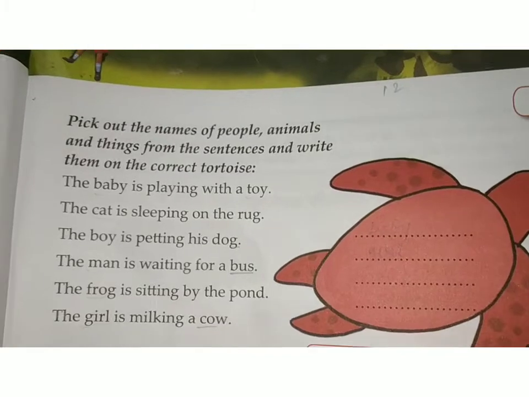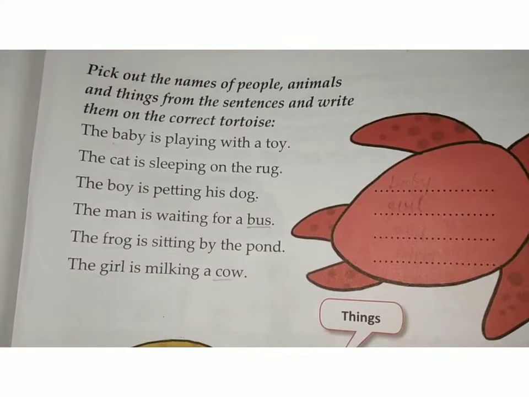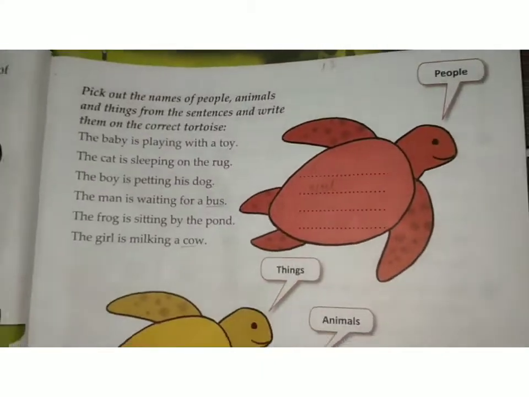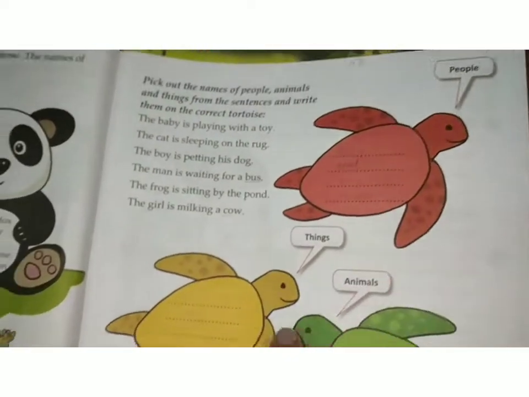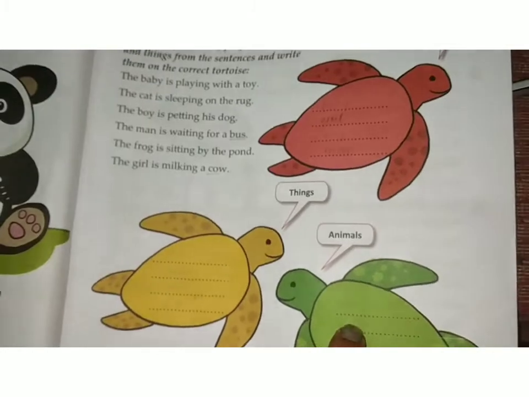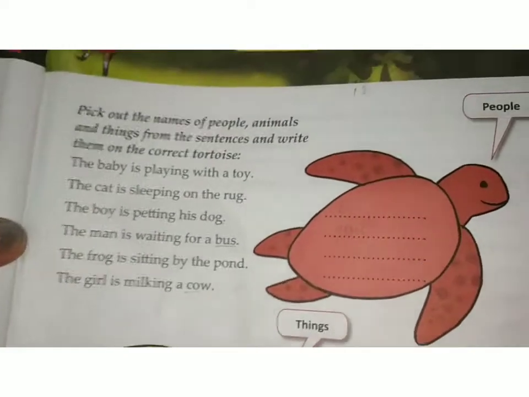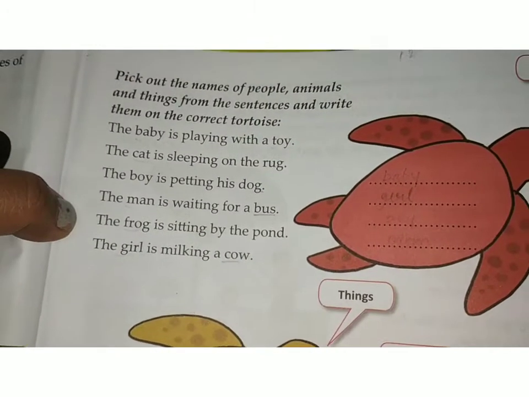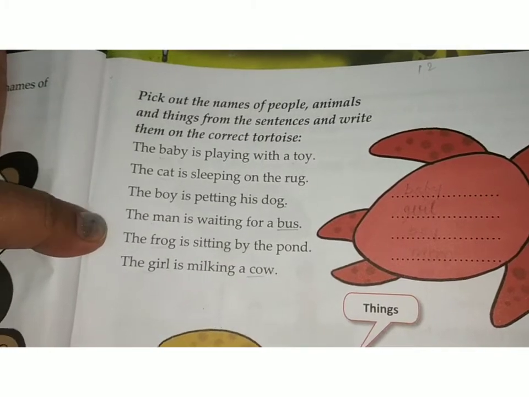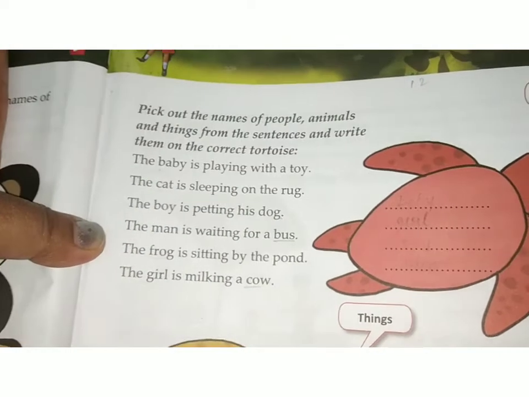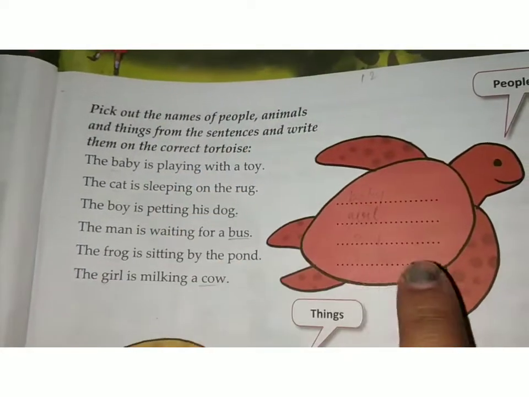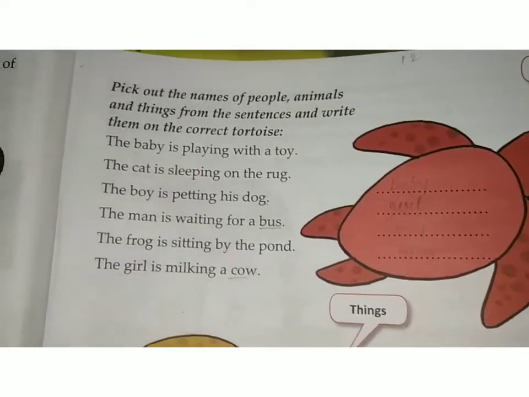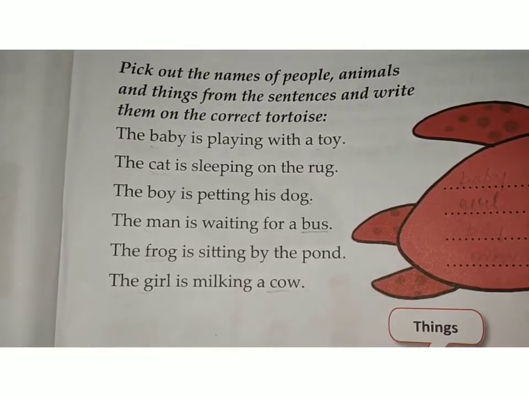tortoises. Okay, so first we will read the sentence and you can see here there are three tortoises. First one is people, second one is things and animals. So after reading these sentences, whatever is given here, we have to find out the name, find out the living and non-living things, and accordingly we have to fill their names in the given tortoise. Okay, so read the sentence first.